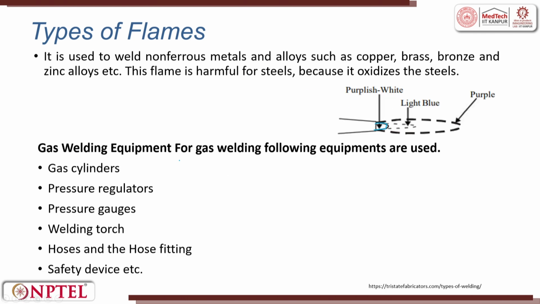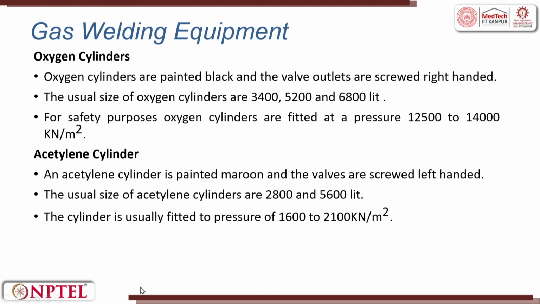So, the equipment, when we see, we have cylinders, and the cylinders are attached with a regulator. These regulators are attached with a pressure gauge, because we have to know what the cylinder pressure is and regulate it accordingly. Then a weld torch, a hose pipe to carry the gas to the weld torch, and safety devices like goggles.